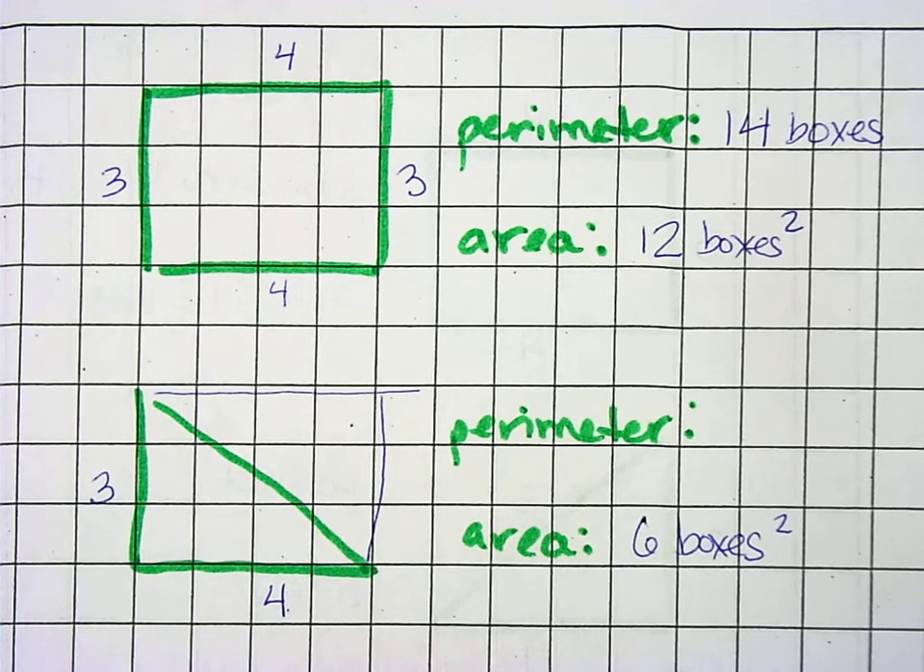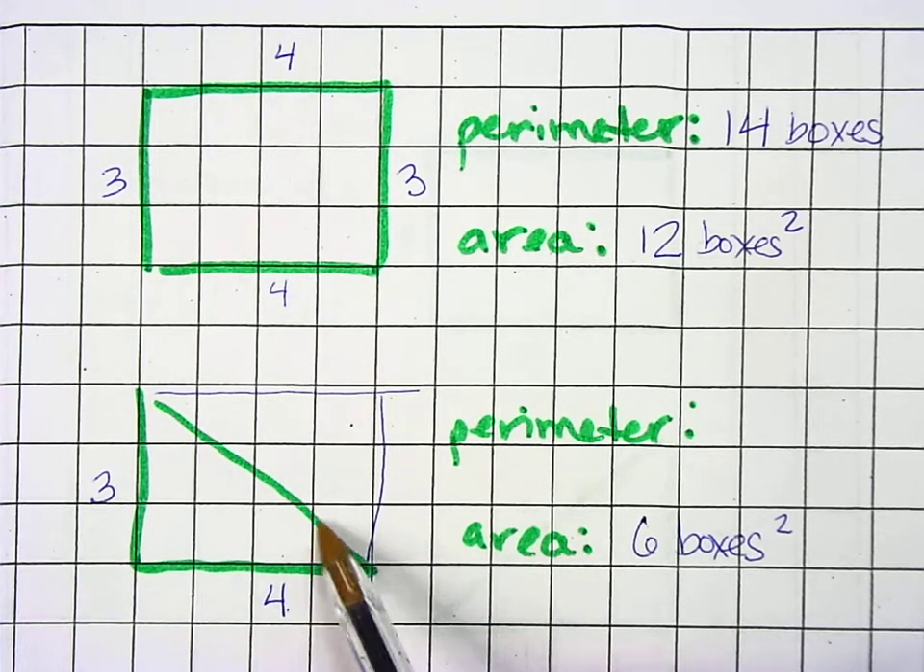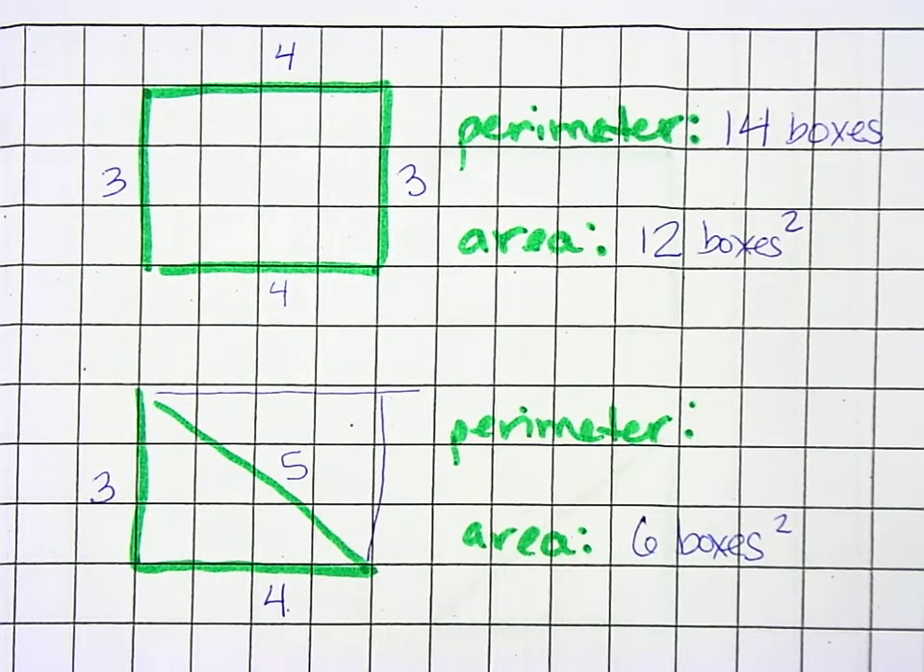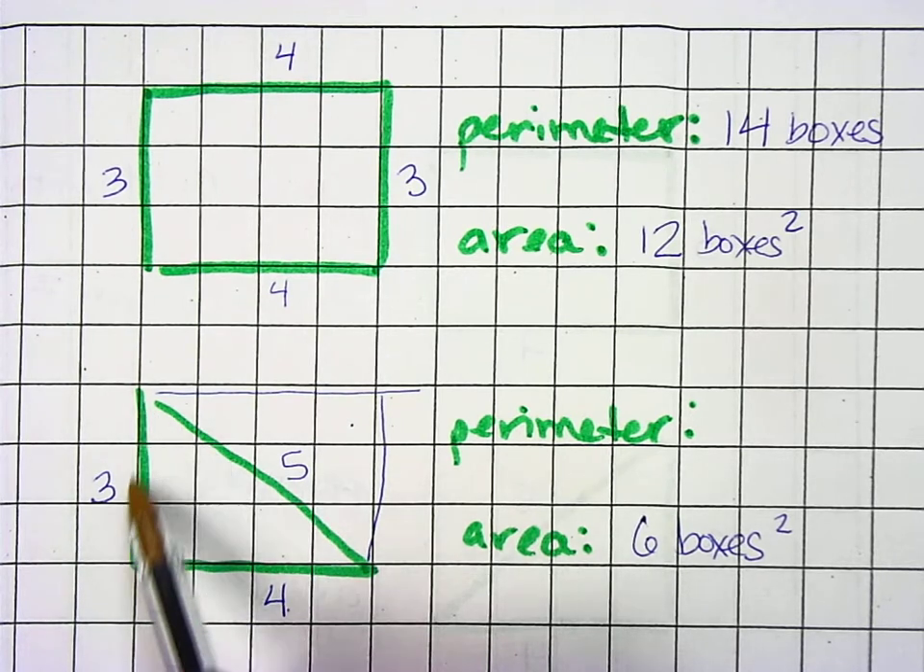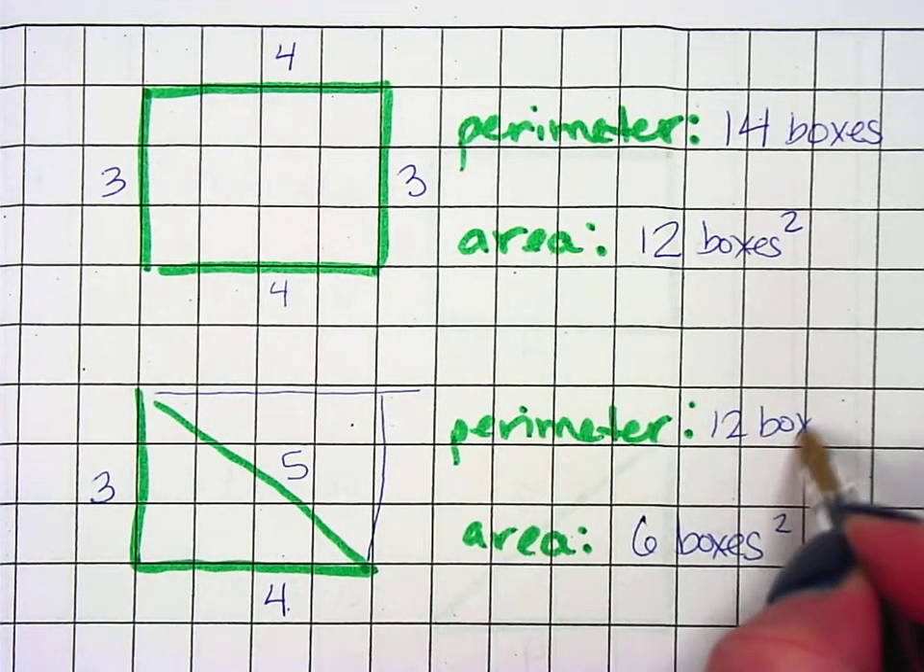Perimeter still works the same though. So this is the length of 3, this is the length of 4, this one is in between my boxes, so I'm just going to approximate to say 5. But if I have 3 lengths around my triangle, I should add 3 numbers together. So in this case, I would have 12 boxes.